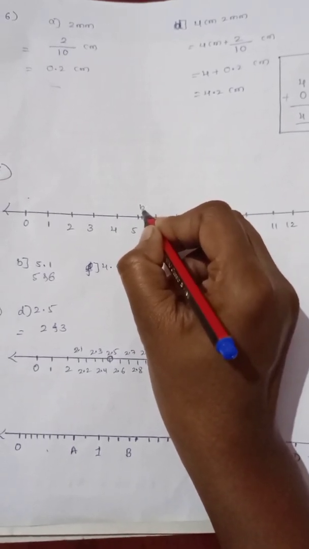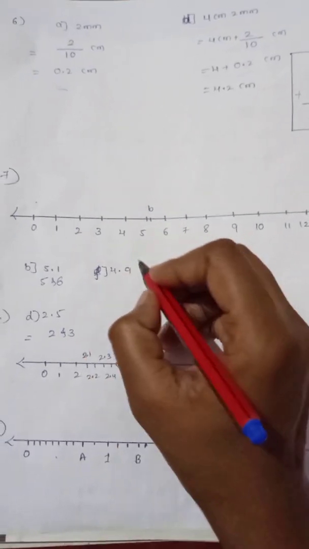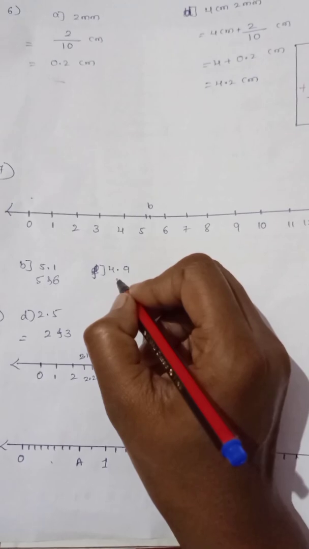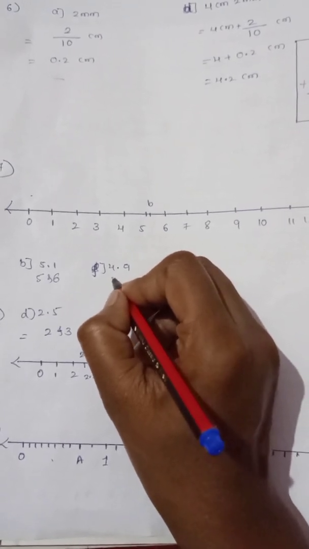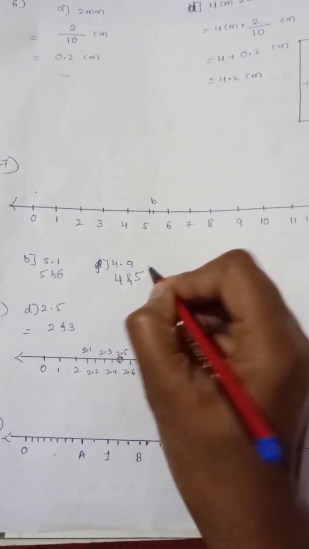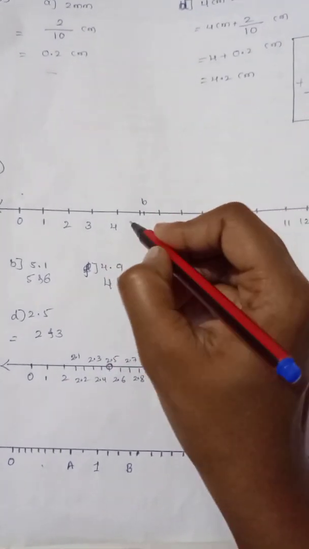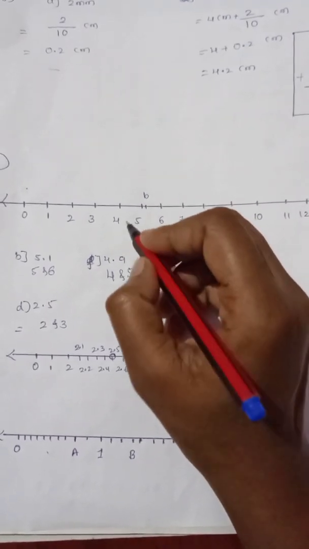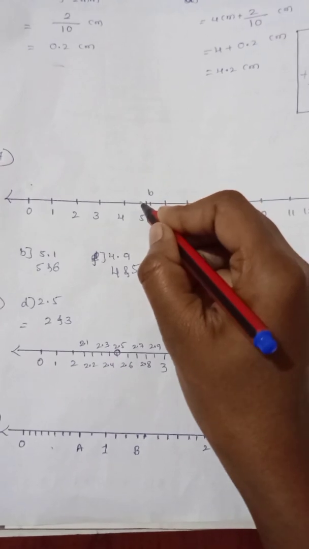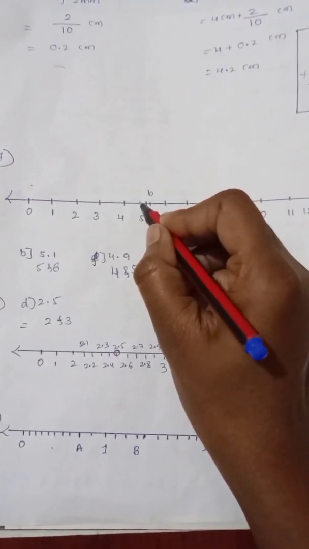This is B. Okay. Next, F: 4.9. So 4.9 means it will start from 4, and it is less than 5. I'll write 5. So 4 and 5 will come. 4.9 will come between 4 and 5. 4.9 means nearer to 5, right children?